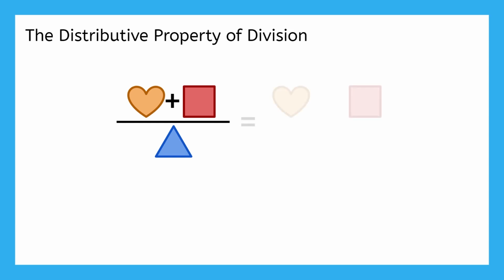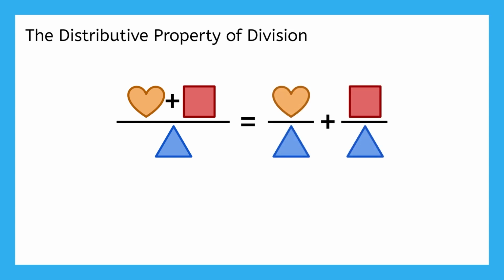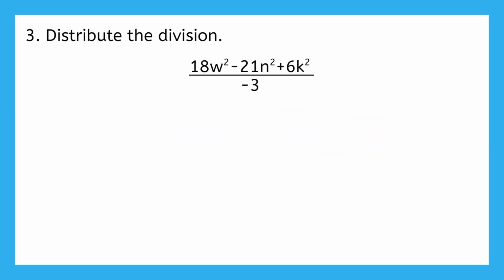Yep, I'm going to take each of these terms from the numerator, separate them out, and divide them each by the denominator. And just like with multiplication, there can be any number of terms in this grouping. We're not just limited to 2. Let's try it out. This problem says to distribute the division. We have a fraction with 3 terms in the numerator, and they're all being divided by negative 3.